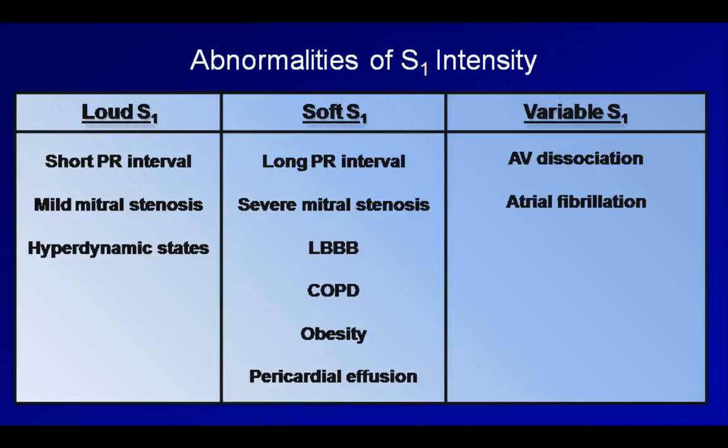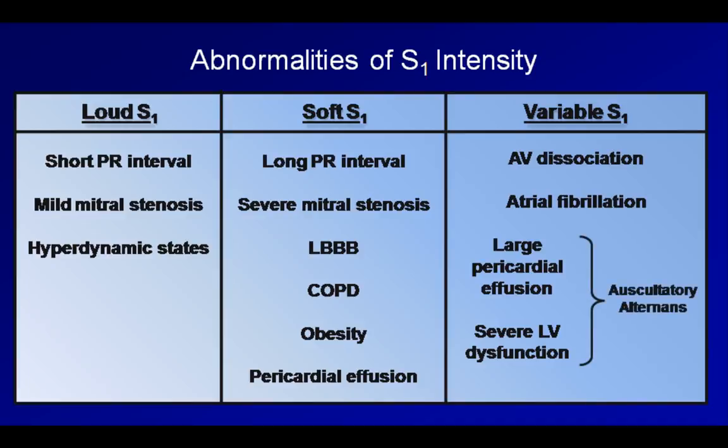Atrial fibrillation leads to variable intensity due to varying RR intervals and thus varying strengths of contraction. While these two lead to an unpredictable pattern of intensity variation, a large pericardial effusion and severe LV dysfunction can lead to a pattern in which a relatively loud S1 alternates with a relatively soft S1. This unusual finding is known as auscultatory alternans and is the correlate to pulsus alternans, where every other pulse is strong, alternating with weak ones.